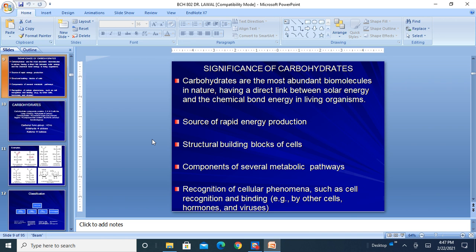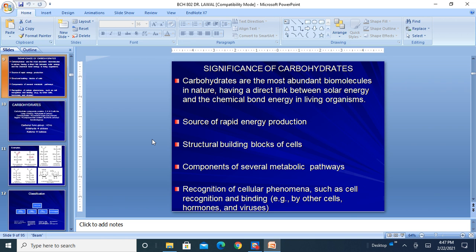They are also structural building blocks of cells. We know very well that some of these carbohydrates, such as cellulose, are building blocks of cells. They are also components of several metabolic pathways. We find them in pathways for synthesis of other biomolecules, such as glycerol, which you find in lipid biosynthesis. You find ribose in the purine and pyrimidine synthesis reactions.